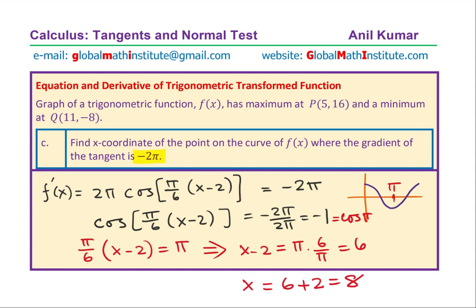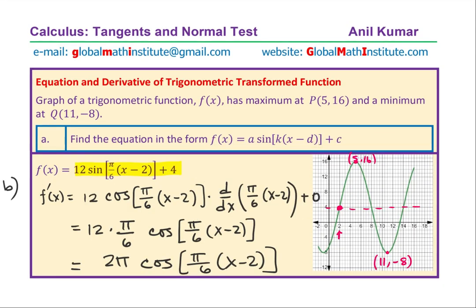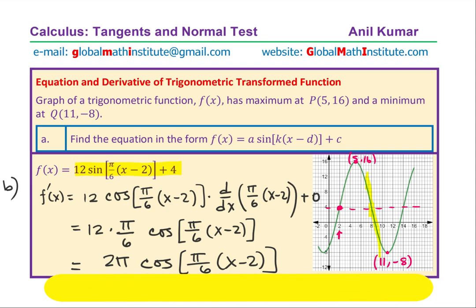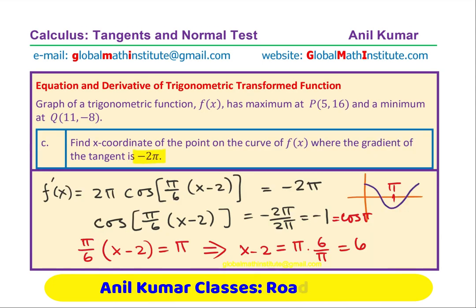So if you look at the diagram which we had here, at 8, this is the point which we just found. At this particular point, the gradient is going to be minus 2 pi. Clear?